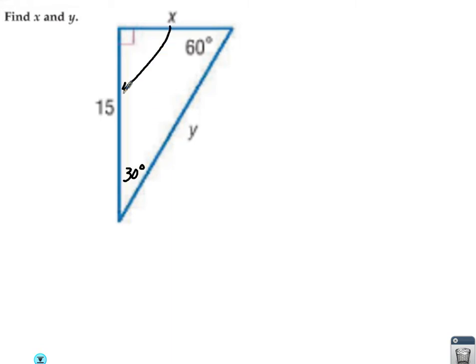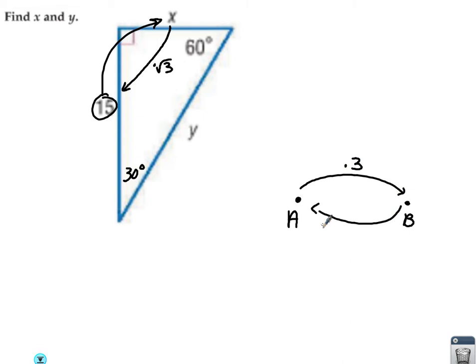To go from here to here, you've got to multiply by root 3. But I've got this, and I need to go back to there. Here's your tip for this: if to go from point A to point B, for some reason, I multiply by 3, how do you go from point B back to point A?